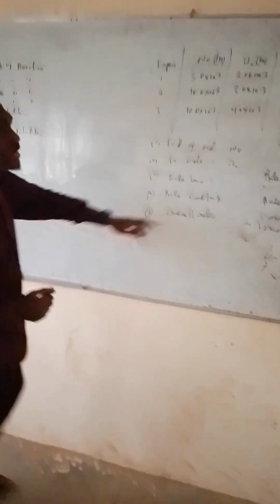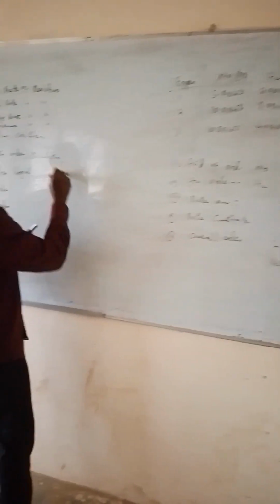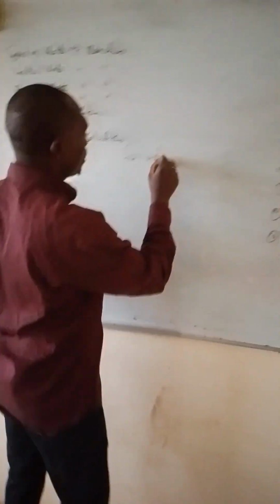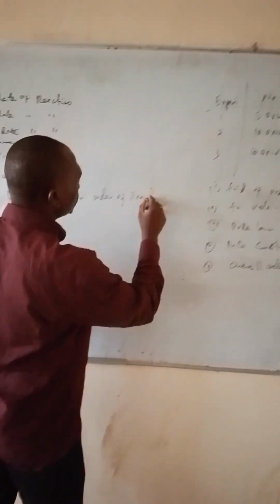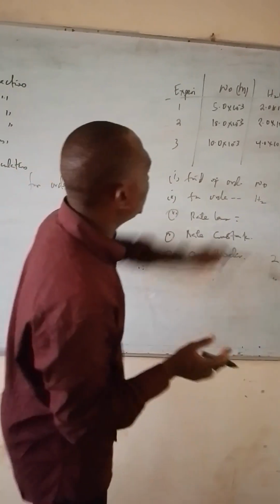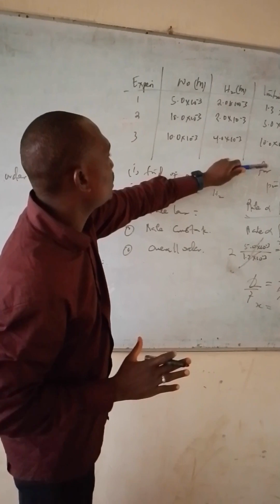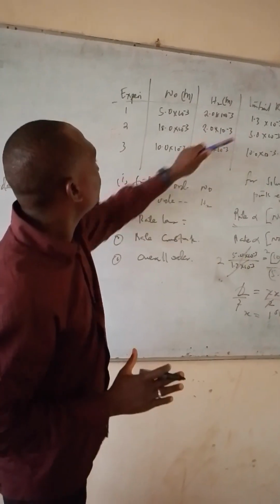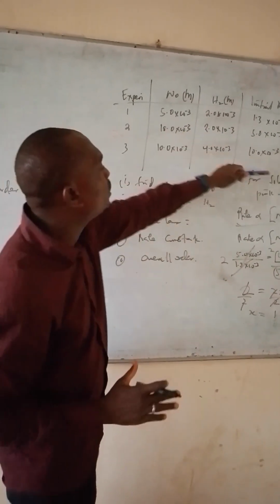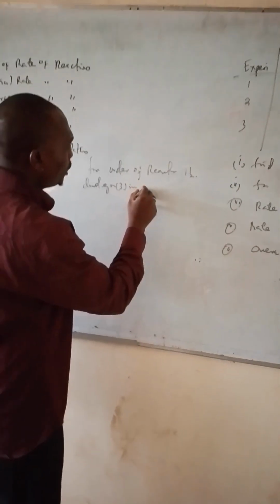You go to question 2. How do you solve question 2? You find the order of reaction with respect to hydrogen. So what I'm going to do, if you observe, these are hydrogen. You will now pick where you have hydrogen different. This and this is different, right? This and this is the same. Automatically you pick, divide equation 3 by equation 2. So divide equation 3 by equation 2.